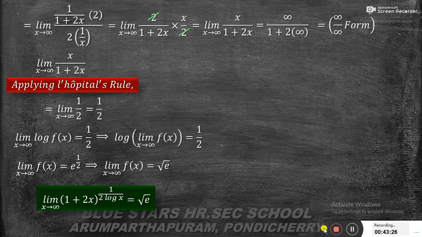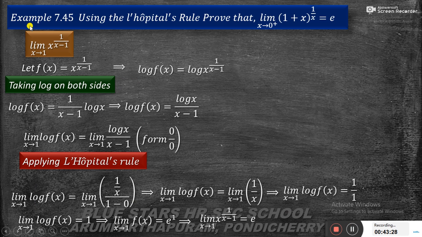Next problem. Now we discuss example 7.45. Evaluate limit x tends to 1 of x power 1 by x minus 1, this is our question. Now we find out the answer for this limit.